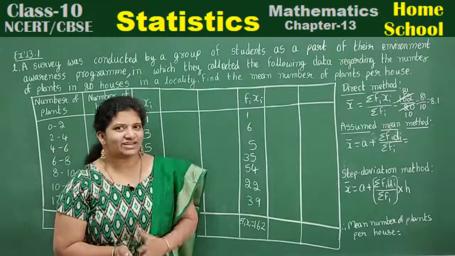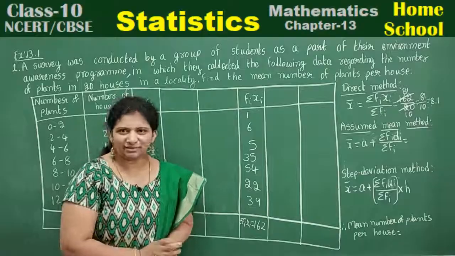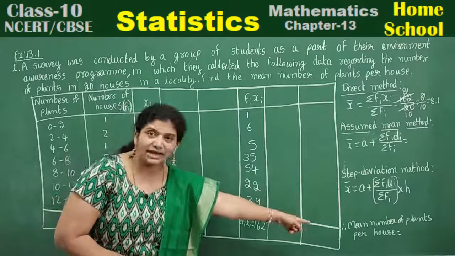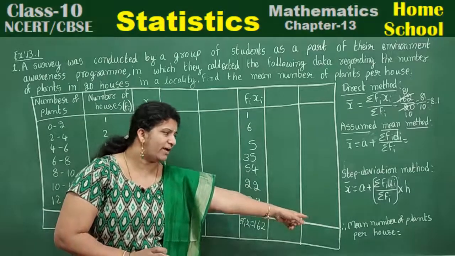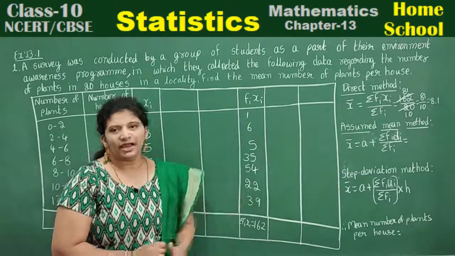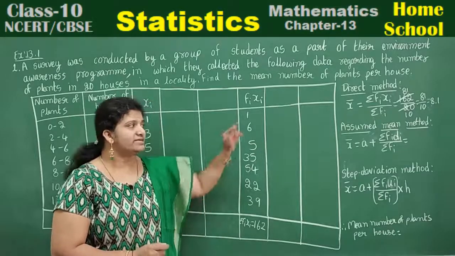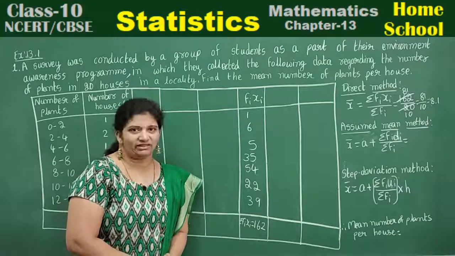Children who are interested in doing direct method, your method is completed. 4 columns and your formula. Write the end of your problem with the statement: mean number of plants per house is equal to 8.1. End up your problem.